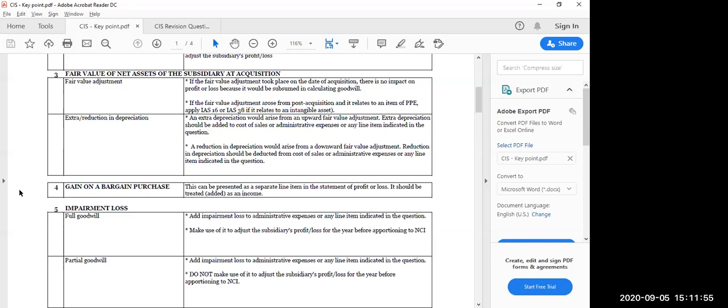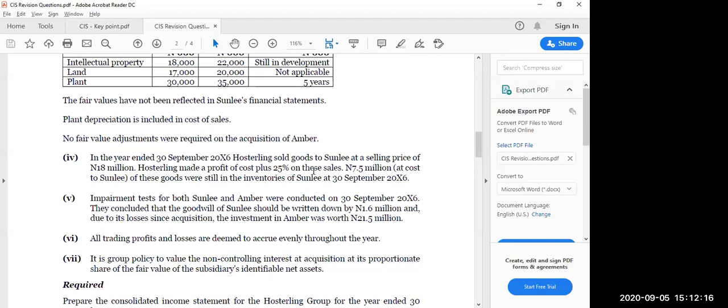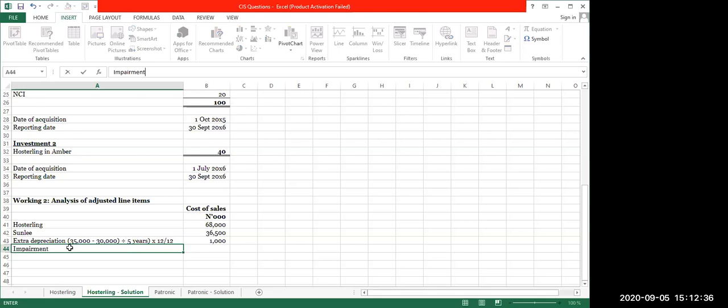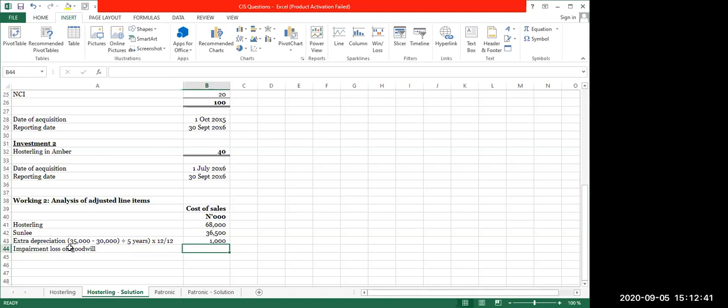Of course, some texts add it to cost of sales. The most important thing, as far as I'm concerned, is that it should be added to an expense line. Although the expense line it is added to should also make sense, an administrative expense would suffice. So the impairment loss of 1.6 million, I will just go and add it to the administrative expenses, without arguing with anybody. Say impairment loss on goodwill. So we should add that to administrative expenses.